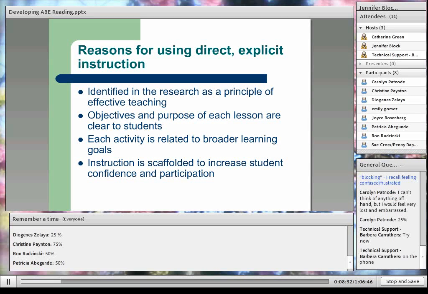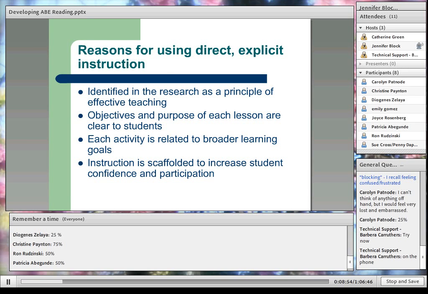It's been identified by the research as a principle of effective teaching. When we use direct explicit instruction, objectives and the purpose of each lesson are clear to students. This is an important fact. We really want to explain why we're doing what we're doing, what the lesson is going to be, how the lesson is going to benefit them.